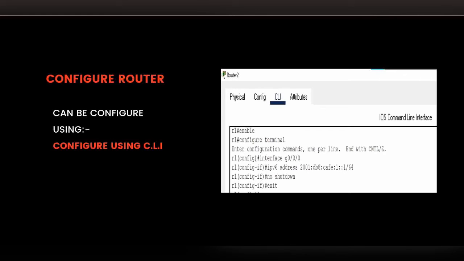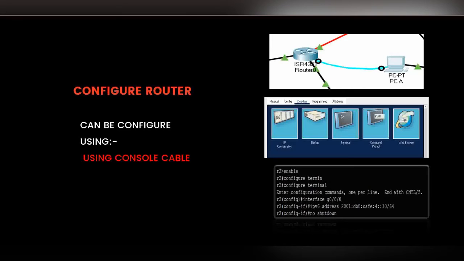Okay, next is configuring using a console cable. This one also I choose a router as the example. We can also use a switch to configure other components. For example, we take the console cable, which is the blue one, and connect it to the PC, to the RS232 port, and connect it to the router's console port.